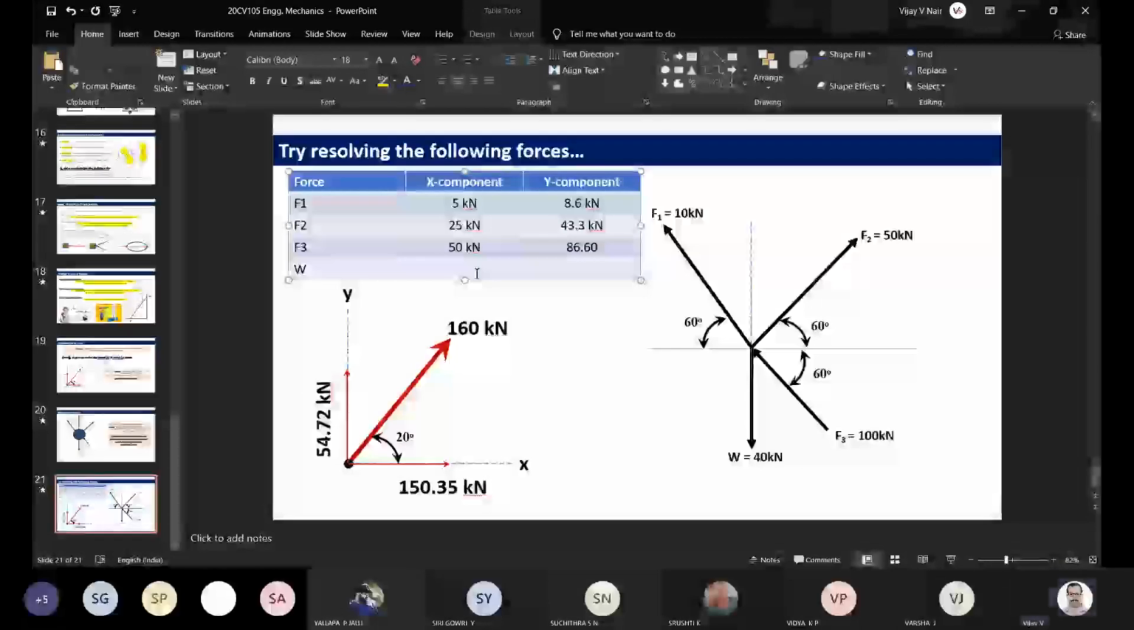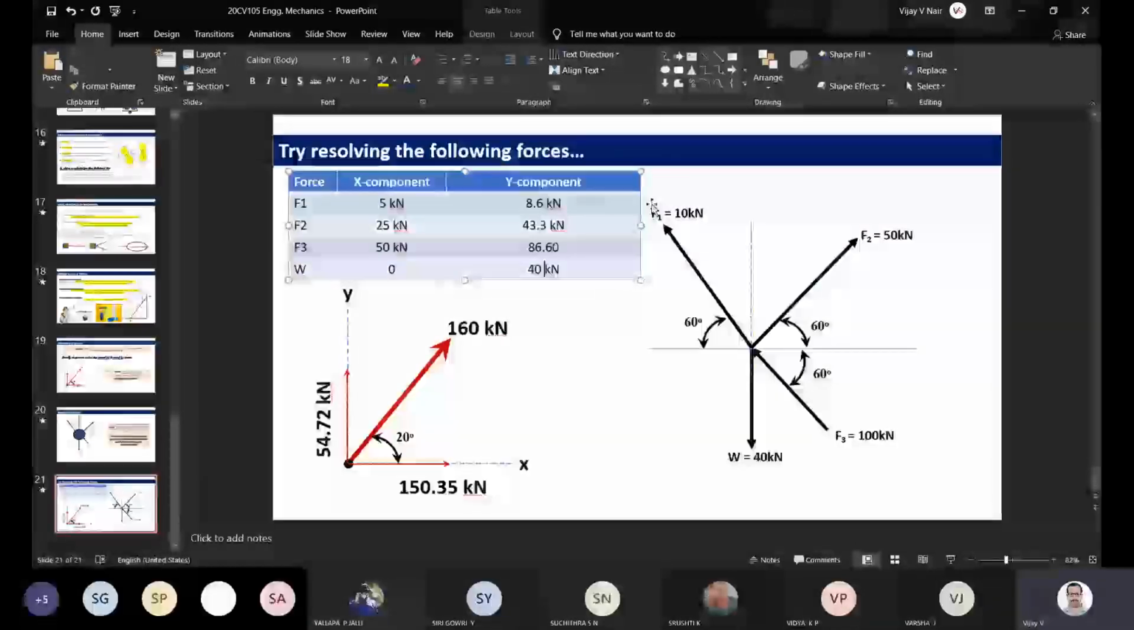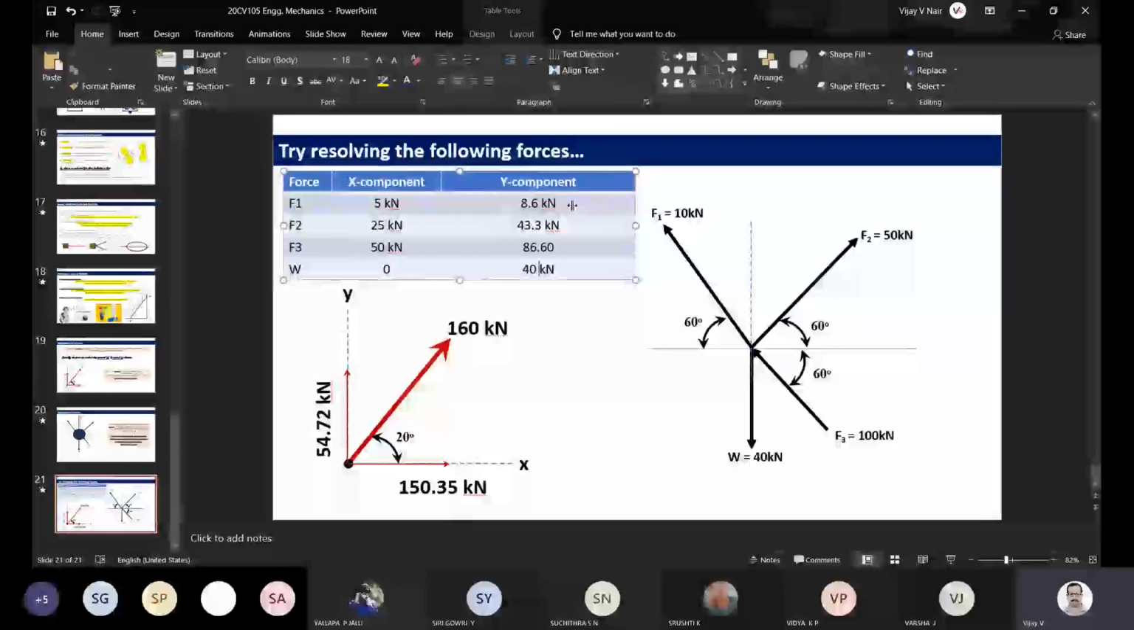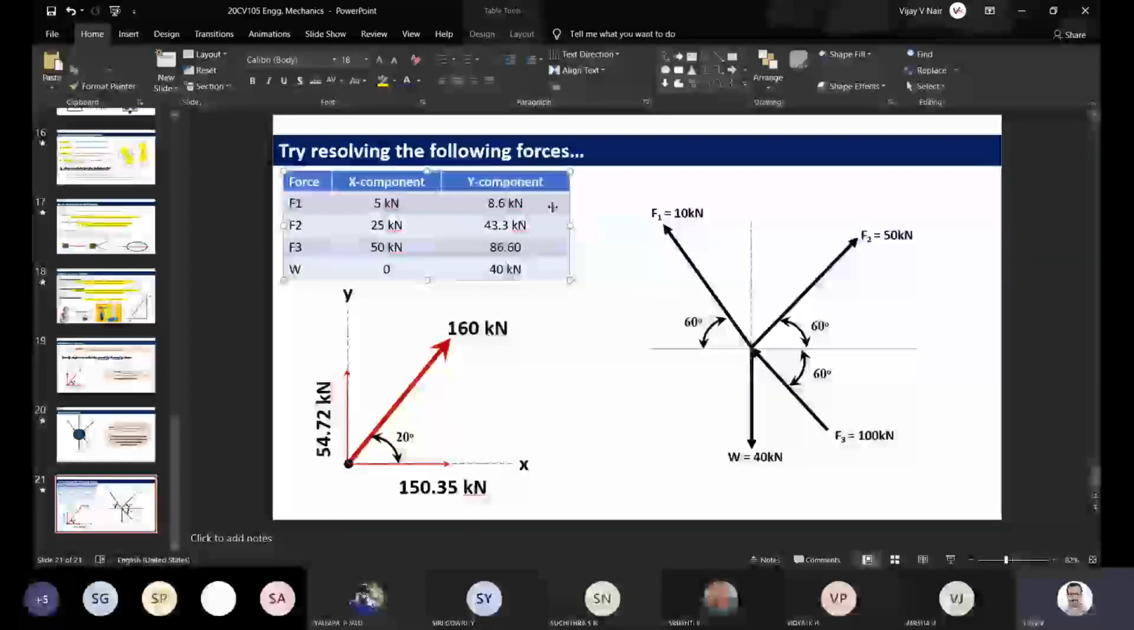So F1 minus 5. No, I haven't taught you regarding the sign convention yet, so just wait. Okay. W has no X component, there is only 0. And this is 40 kilonewton. So this is how we resolve the forces. That is how we can simplify the given problem into X component and Y component. Keep all your forces in the known X direction and Y direction. That's how you can work using the resolution of forces.